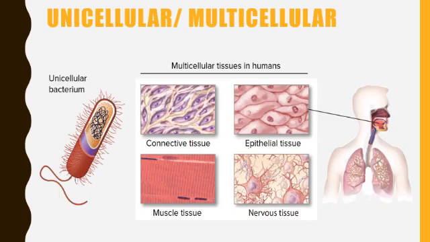Unicellular and multicellular. Unicellular are those organisms which are made up of only one cell, and one cell is able to do all the necessary activities of life, like respiration, digestion, excretion, and reproduction, like bacteria. Multicellular organisms are those which need more than one or two cells to perform life activities. Like human beings are made of trillions of cells, and all cells are doing their job to keep us alive and healthy.